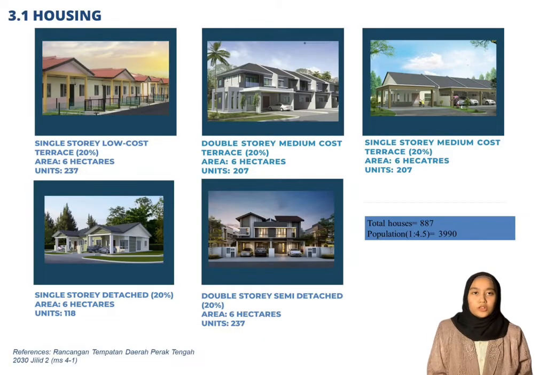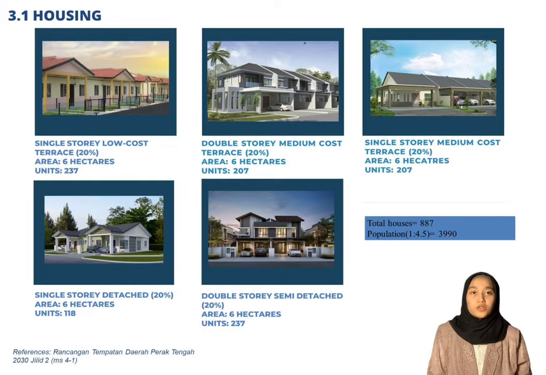Now we are moving on to housing. There are 5 types of houses and all of them are 20% and each area site is 6 hectares. But there are different units that we build. We will build 2,037 units of single-story low-cost terrace and double-story semi-detached house. And we'll have 2,007 units of double-story medium-cost terrace and single-story medium-cost terrace. And the last one is the single-story detached house that will have 1,018 units.